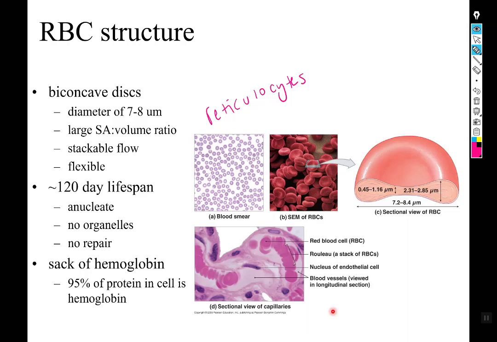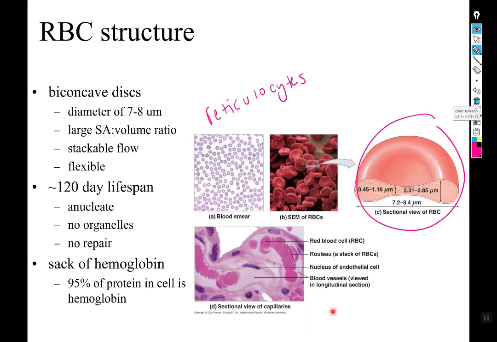They're called reticulocytes because they have this sort of lacy network of degenerating organelles inside of them that they will discard and then achieve their final form, which is this little frisbee-like guy. So basically they become a sack of hemoglobin. 95% of the protein in the cell is hemoglobin. That's basically all they're for.